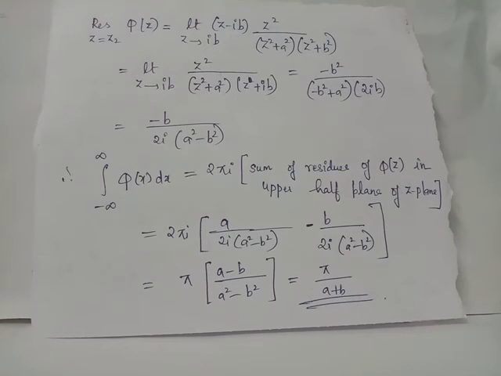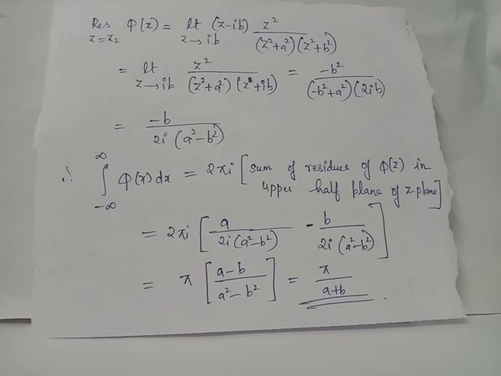Now we will evaluate the residue of phi(z) at z equals ib, which is the limit as z tends to ib of (z minus ib) into phi(z). We have z squared plus b squared equals (z plus ib) into (z minus ib). Therefore, z minus ib gets cancelled and we have the limit as z tends to ib of z squared upon (z squared plus a squared) into (z plus ib). On direct application of limits, we obtain the residue of phi(z) at z equals ib as minus b squared upon (minus b squared plus a squared) into 2ib, which is negative b upon 2i times (a squared minus b squared).